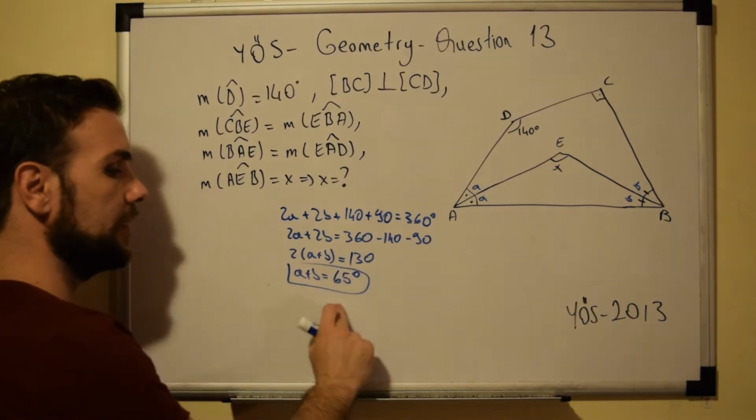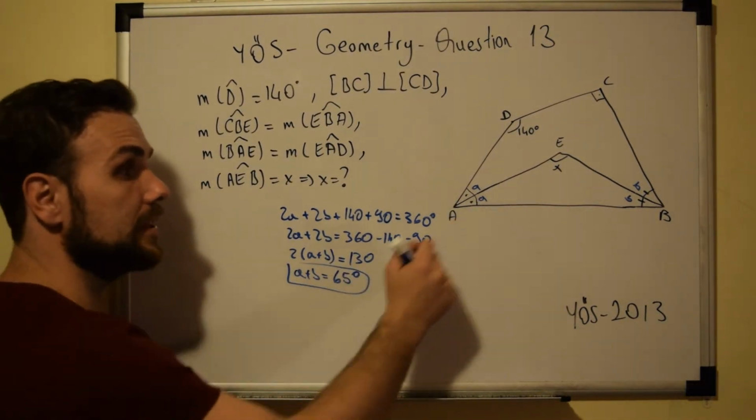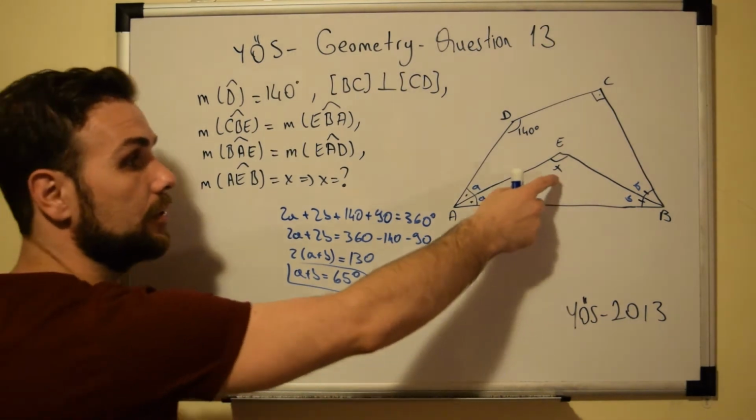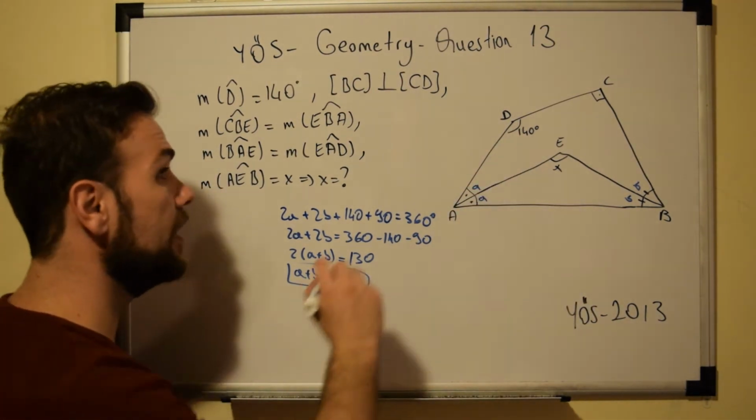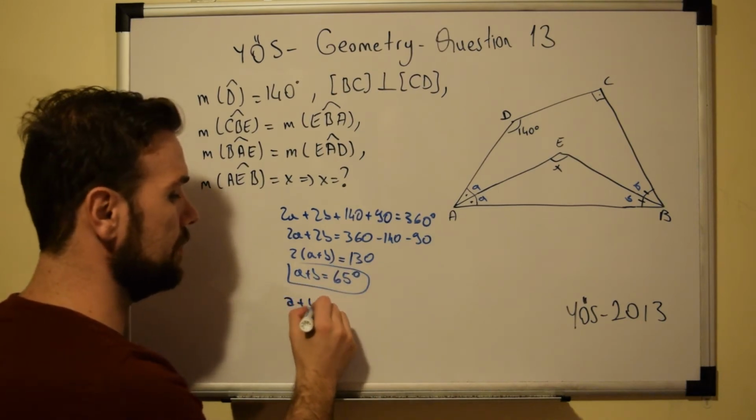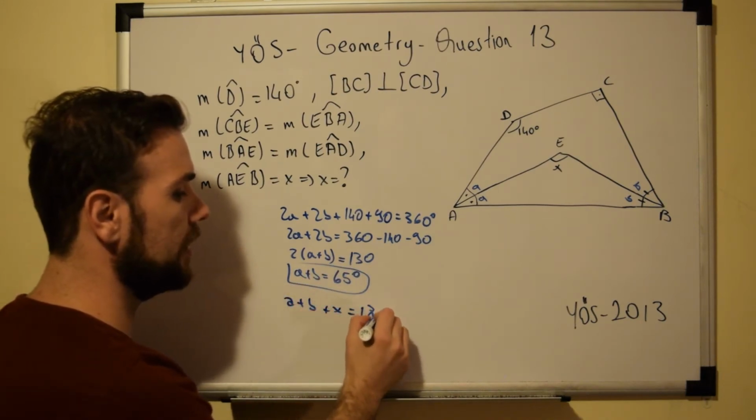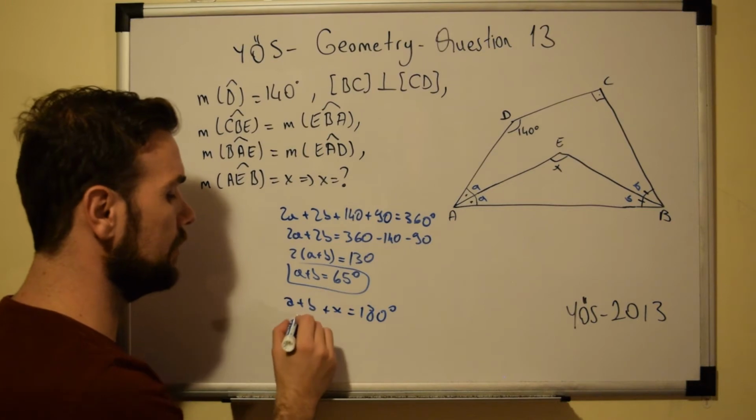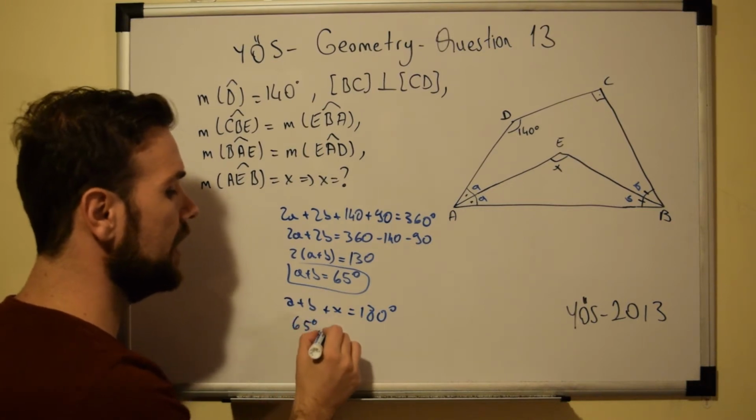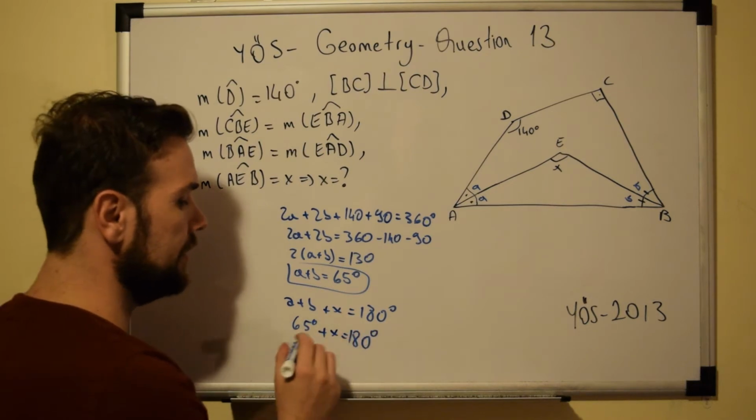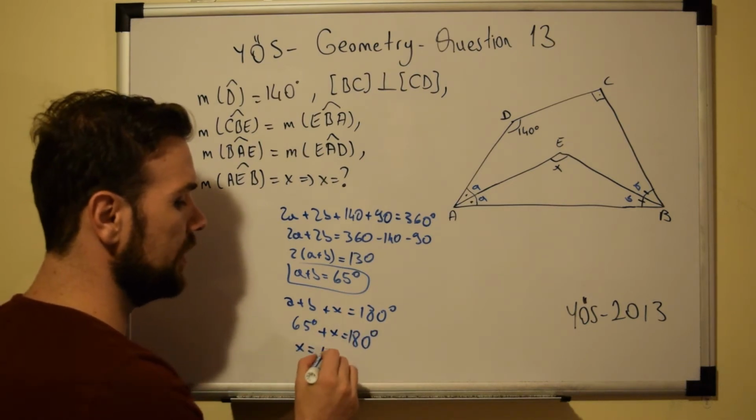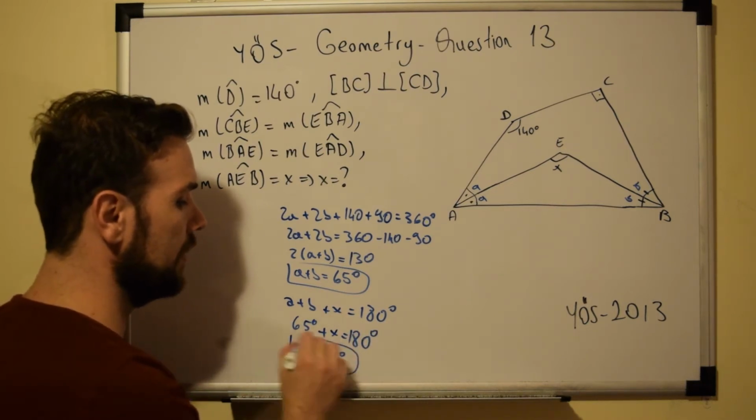Now that we got the value of A plus B, it's easy to find the value of X. All we have to do is just add the interior angles of a triangle. So we have A plus B plus X, which is equal to 180 degrees. So we have the value of A plus B, which is 65, plus X, which is equal to 180 degrees. So X is equal to 115 degrees.